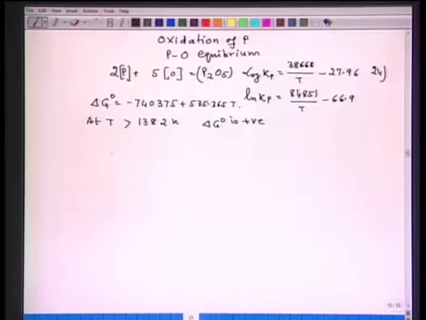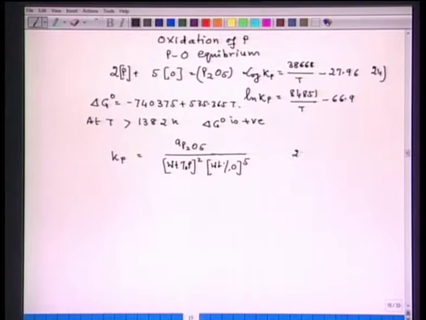So, if I write down the value of Kp, Kp will be equal to activity of P2O5 upon wt percent P square, wt percent O to the power 5. Let me put this reaction as 25.